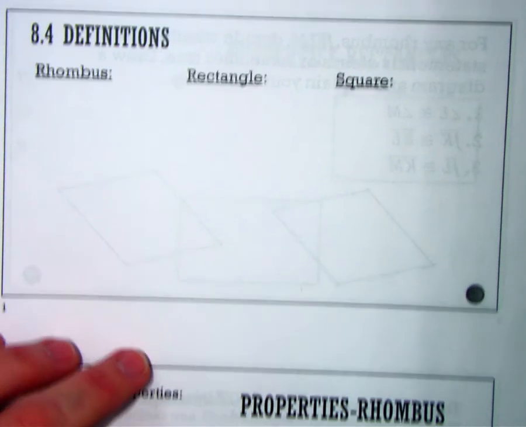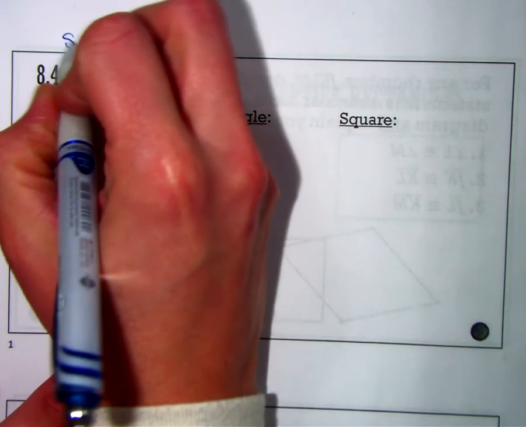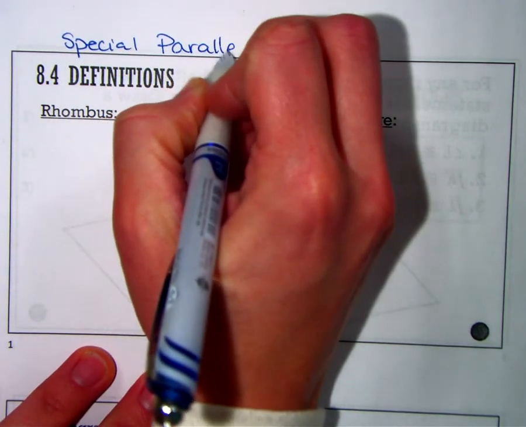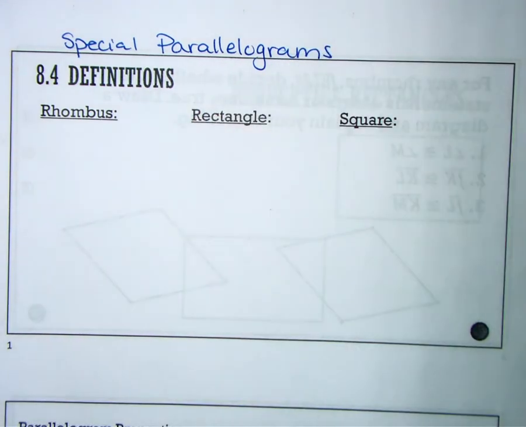Okay, we could label this section as special parallelograms, because these three shapes are parallelograms. So the very first thing that you'll see in their definition is it's going to say a parallelogram that. Because we're going to say that it's a parallelogram, it has all of those parallelogram properties, which we're going to write down in just a minute.